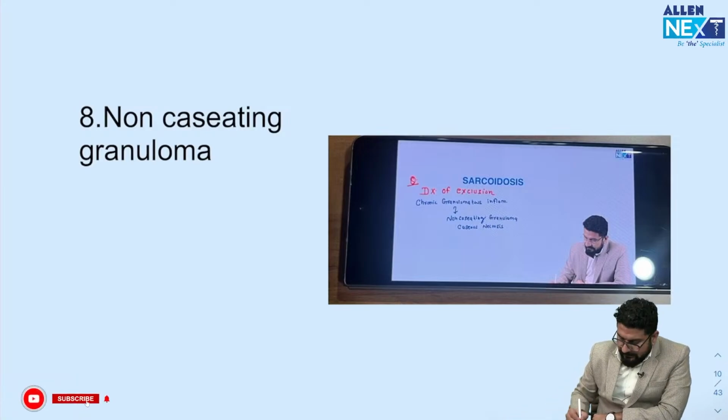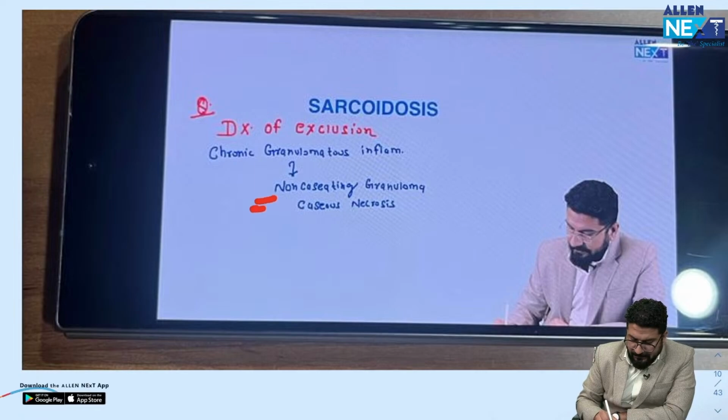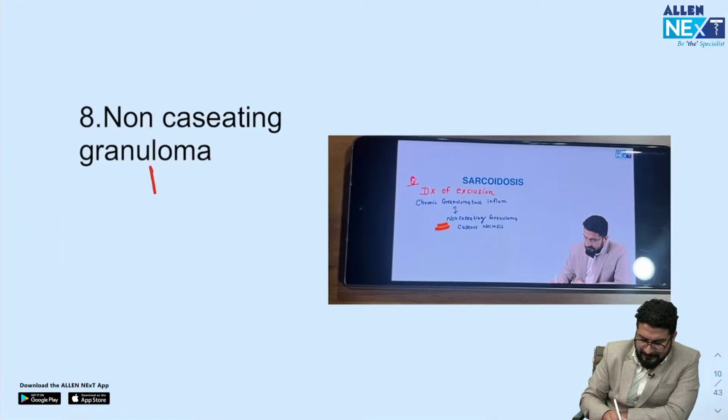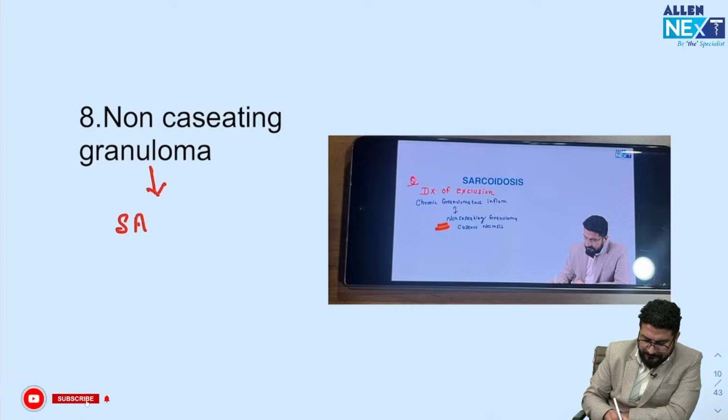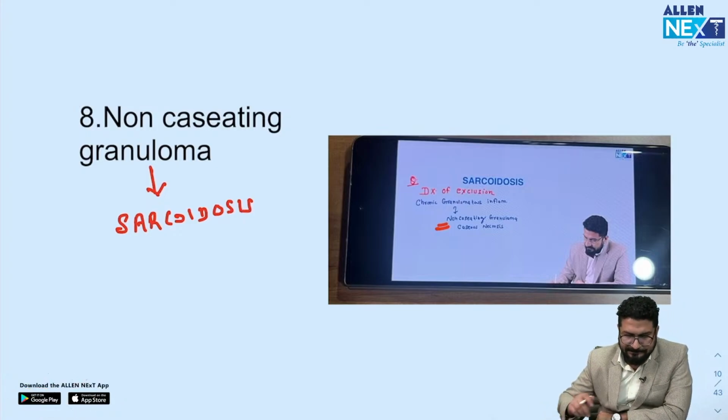Moving to next straightforward question, non-caseating granuloma. It is like a first line of sarcoidosis, which you can see as non-caseating granuloma. Again, the question came straight away from the notes. Non-caseating granuloma you will see in a patient with sarcoidosis. On the other hand, caseating you will see in a patient with tuberculosis. Am I clear?